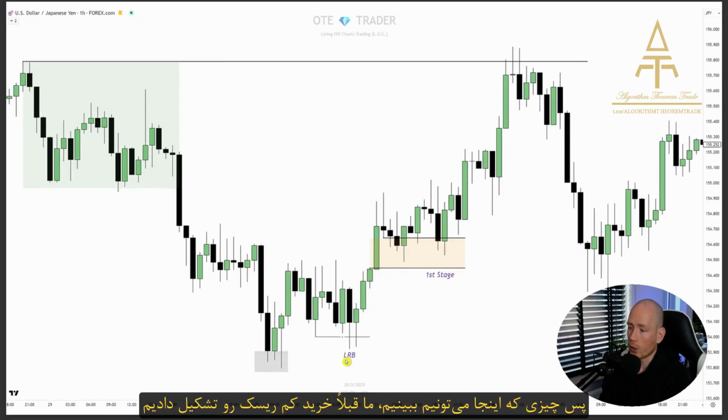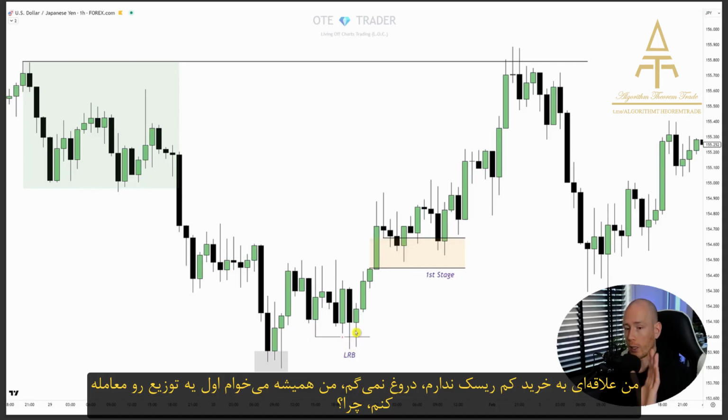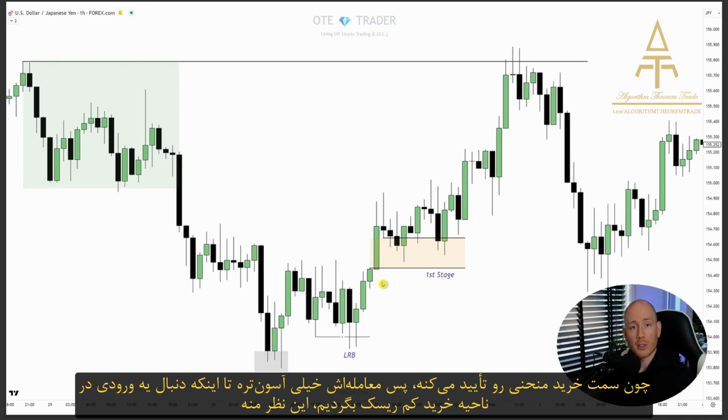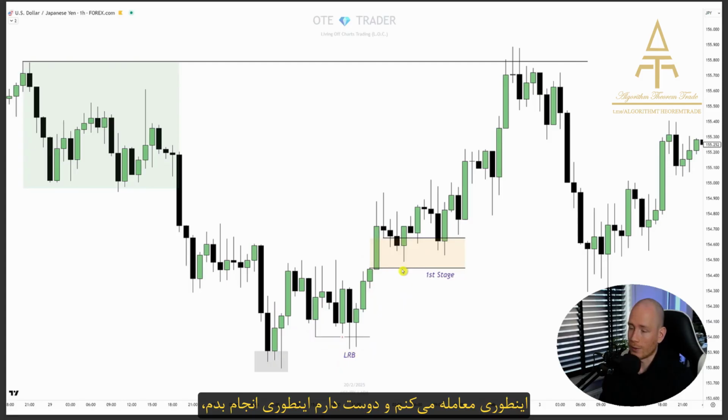So what we can see over here, we already formed the low risk buy. I'm not interested in low risk buy. I'm not going to lie, I always want to trade first stage distribution. Why? Because it confirms buy side of the curve. So that is way easier to trade rather than looking for an entry in the low risk buy area. That is my opinion. That's how I trade, and I love to do it that way.